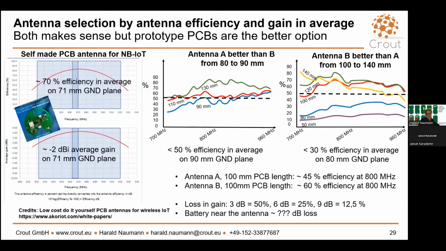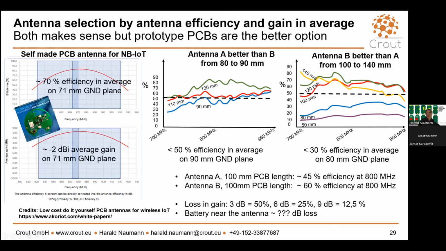Some more about PCB lengths and antenna efficiency. This is antenna A. This is antenna B. Antenna A, I will not name the manufacturer. Antenna A was telling us the efficiency at 90, 110, and 130 millimeters. And antenna B was telling us the same, but down to 50 millimeters, from 50 millimeters up to 140 millimeters.